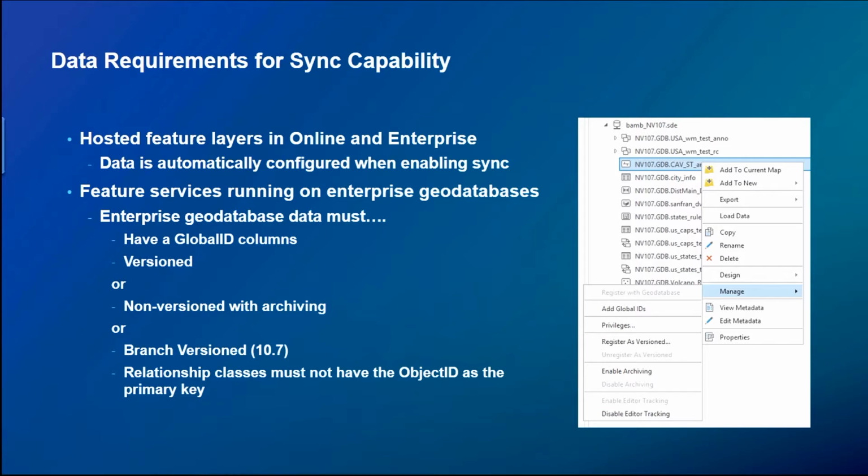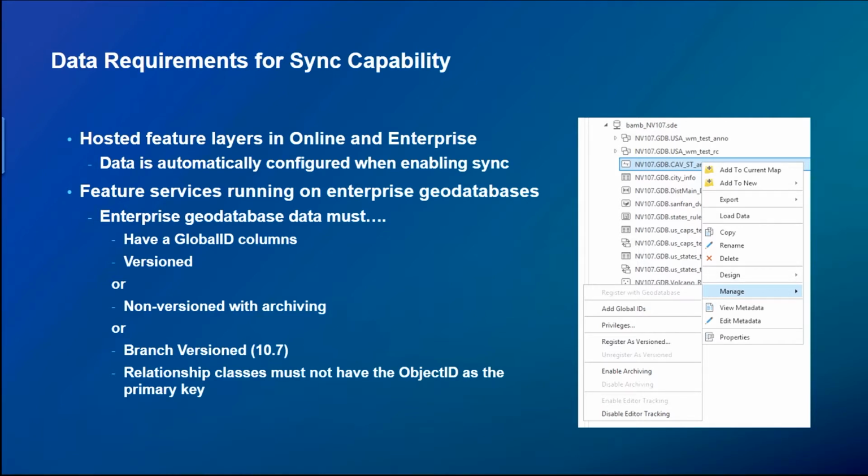Now, there are certain data requirements for sync to work. If you're using hosted feature layers in online and enterprise, you don't have to worry about it. Just hit enable sync, hit save. It goes in the back end and configures the data how it needs to be. Adds global IDs, enables archiving, whatever it needs to do. And you just use it, you're good to go. But if you're running a feature service on top of an enterprise geodatabase, you're managing the data, so you need to configure it appropriately.